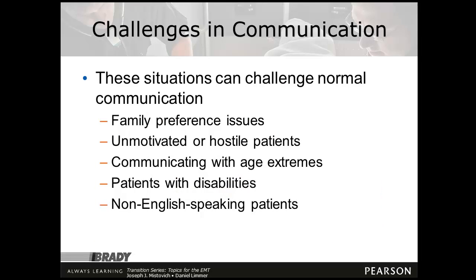Challenges in communication include family preference issues, unmotivated or hostile patients, communicating with age extremes, patients with disabilities, for example, hearing problems, and particularly non-English speaking patients. As an EMT, it's important to prepare ourselves to avoid difficult situations that may cause challenges in communication, and not to avoid them.